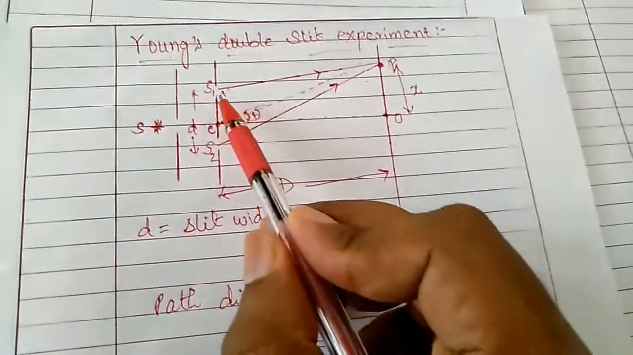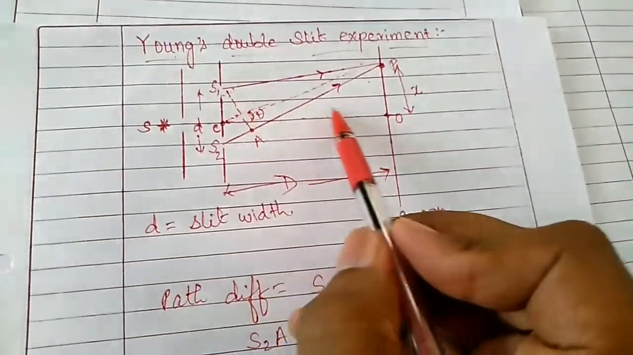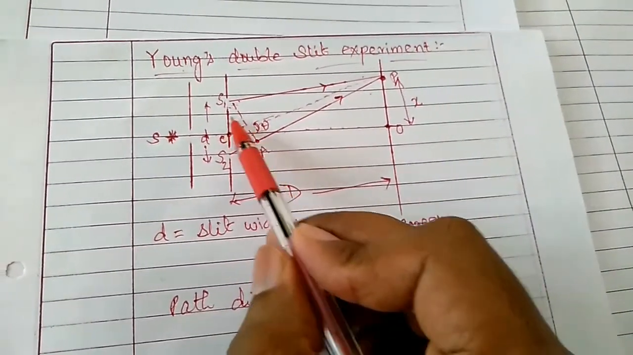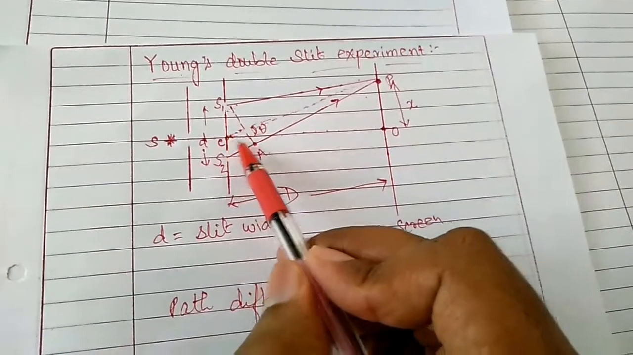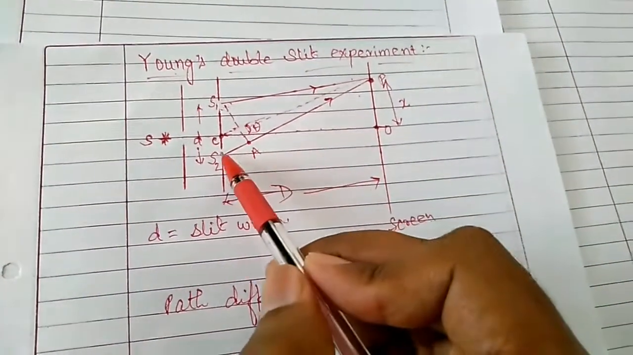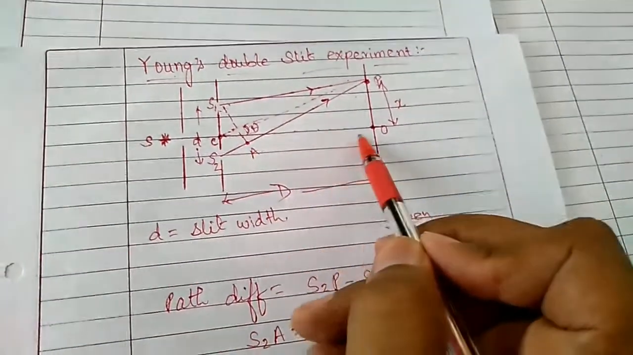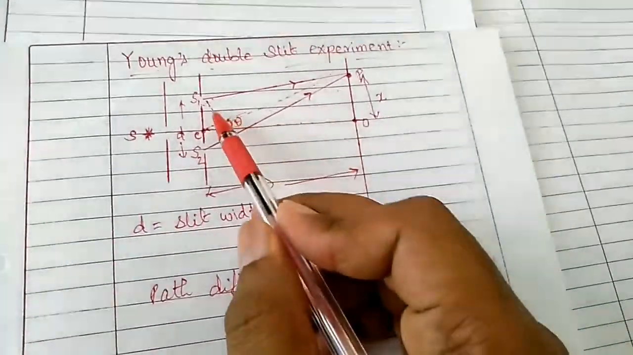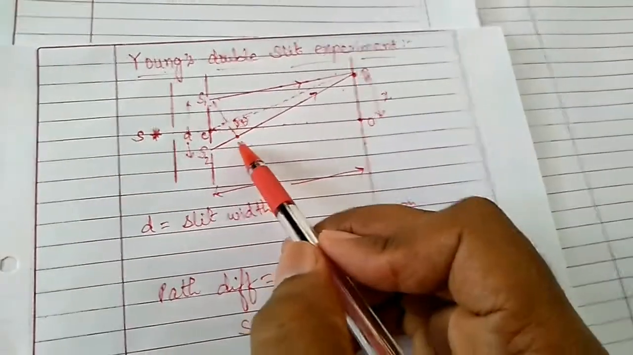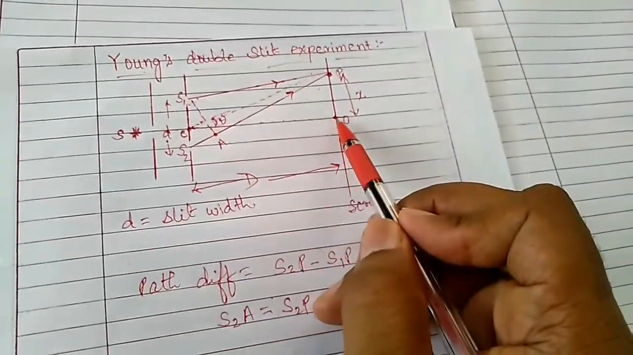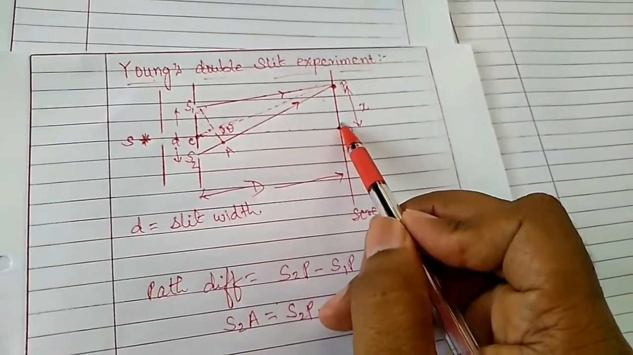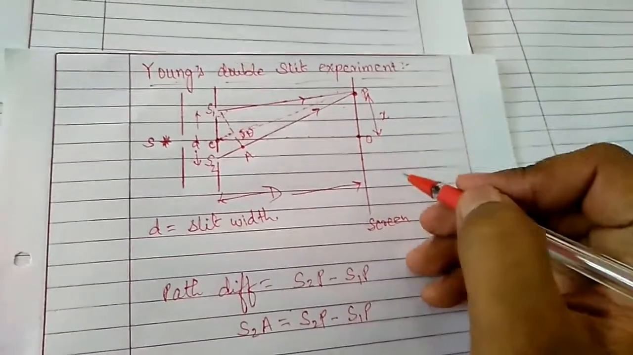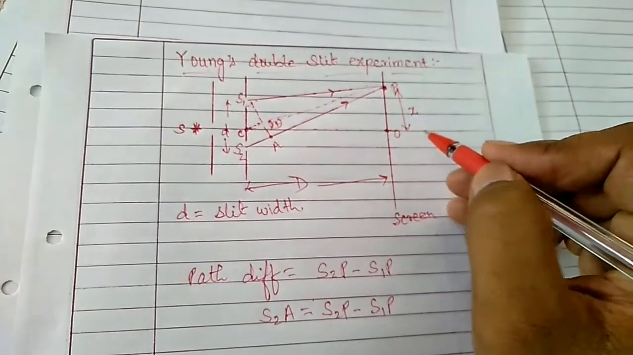Suppose this source is starting from here and meeting at point O. This is the center middle point of the slit width, and the second ray is starting from S2 and meeting here, which means the path from here to here and the path from here to here is the same. If the path difference is the same, the phase difference will be constant, so here there will be maximum intensity. This is called the central bright maxima. You can also say central bright fringe.